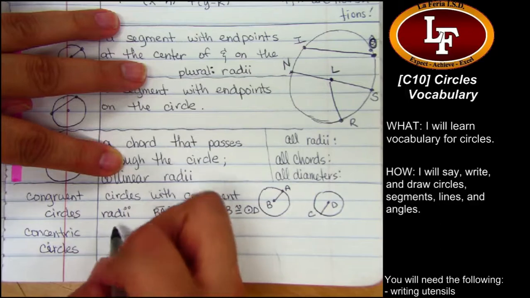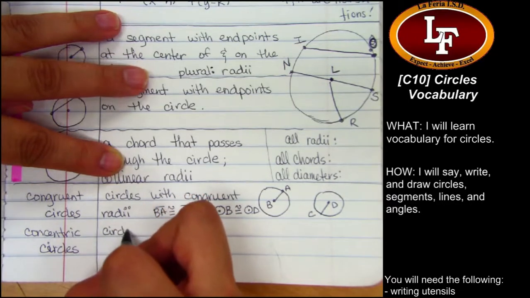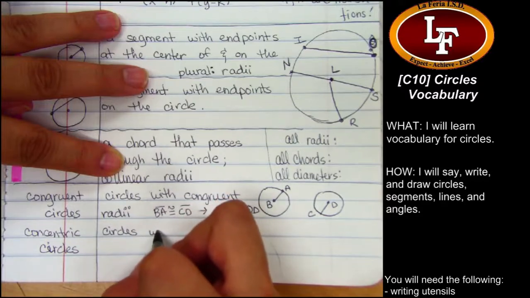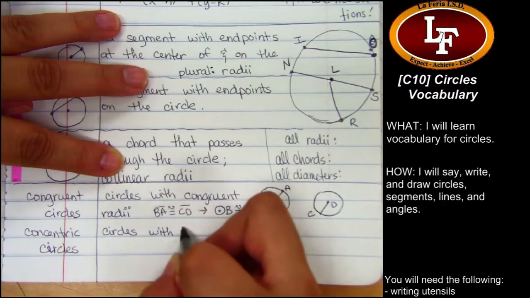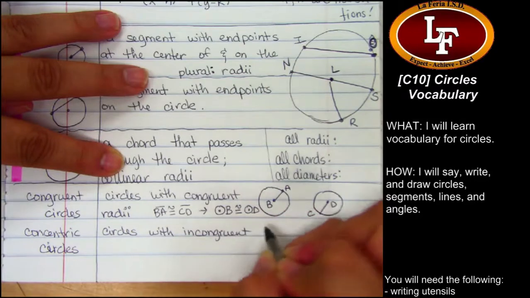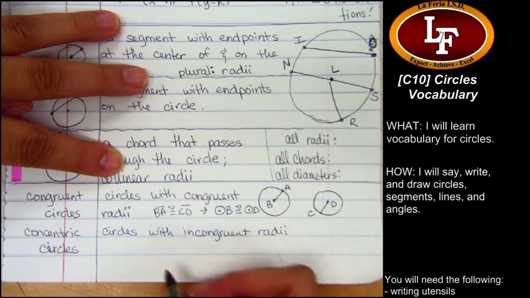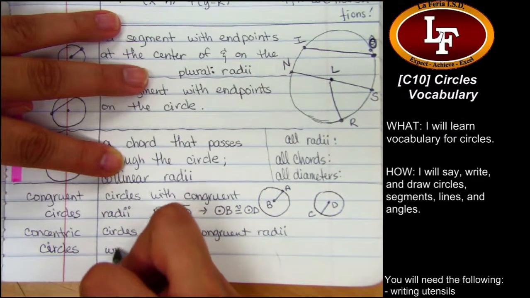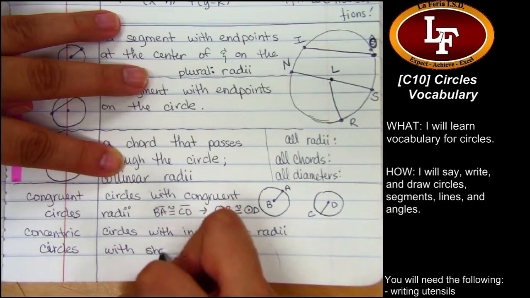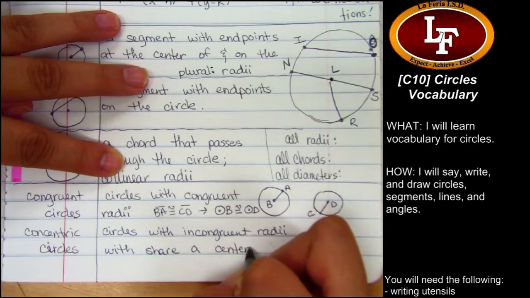Concentric circles, on the other hand, are going to be circles that do not have congruent radii. So we're going to say incongruent. So circles that have incongruent radii but have the same center. So these circles are going to look like this.